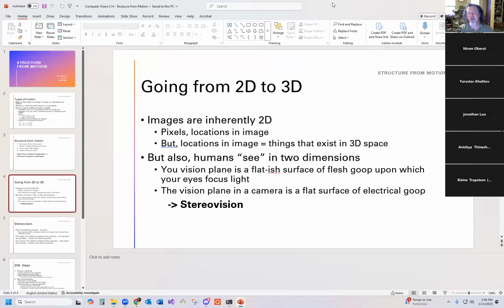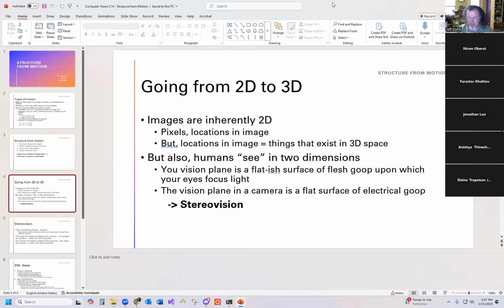And so how are we going to do that? How do we get there, right? How do we go from 2D to 3D? We start from this simple fact that an image is two-dimensional. I mean, full stop, an image is a two-dimensional projection of the world. It is pixels located inside of the image. The thing is that those pixels in the image do correspond to a thing that exists in 3D space.